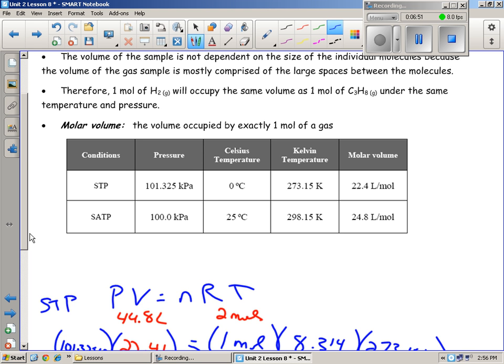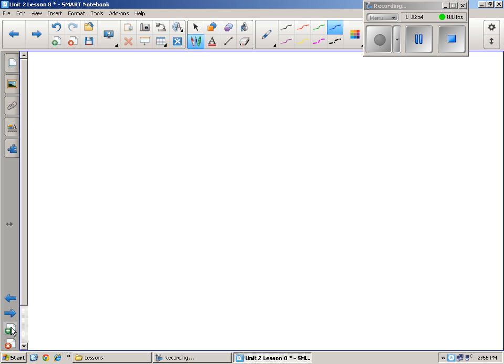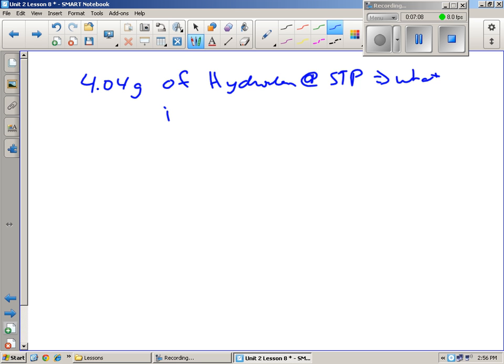You might say, when would I possibly ever use this? Well, let me give you a quick little example here. 4.04 grams of hydrogen at STP. What is the volume? Now, can you do this question using PV equals nRT? Do you have enough information? Can I find the volume using PV equals nRT? Sure you can. nRT over P, yes?